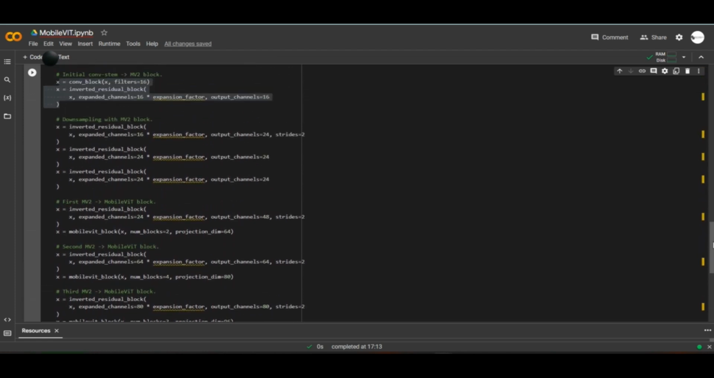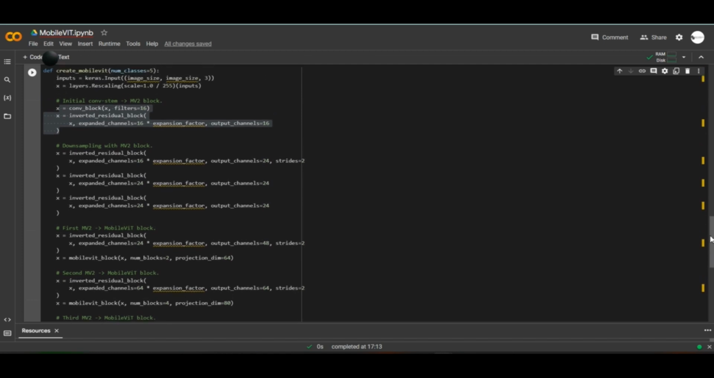So in the next one, we're gonna see how we go through the self-attention. So yeah, the linear self-attention using PyTorch.